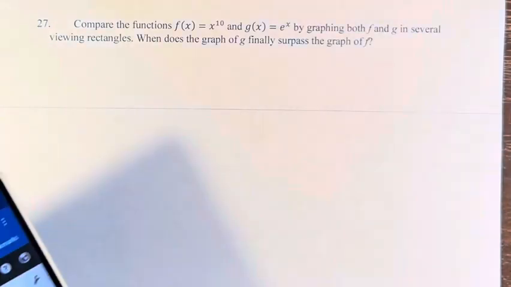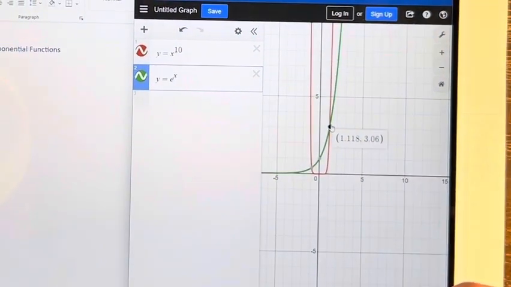So I have them pulled up here in Desmos, and we can see here with y equals x to the 10th in red and y equals e to the x in green that, ignoring the negative side of the y-axis, e to the x is greater than x to the 10th for a little bit. Then they have this intersection point at 1.1. And then after that, x to the 10th is greater.